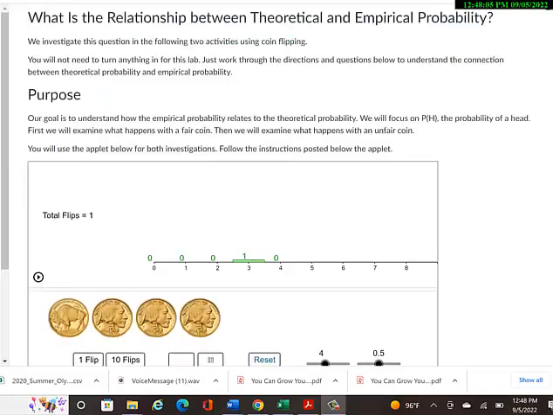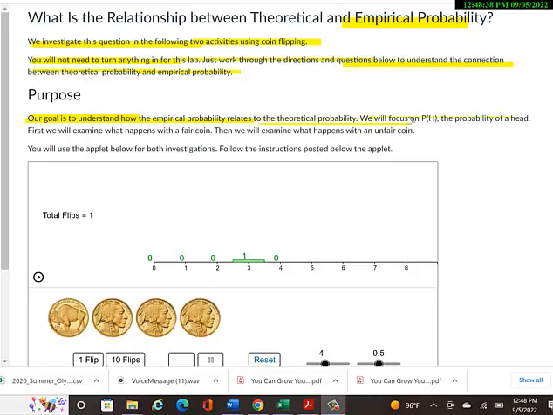In this Applet lab activity, we will look at the relationship between theoretical and empirical probability. We'll investigate this question in the following two activities using coin flipping. In this lab, you will not need to turn anything in. Just work through the directions on this page and the questions below to understand the connection between theoretical probability and empirical probability. The purpose of this activity is to understand how the empirical probability relates to the theoretical probability.